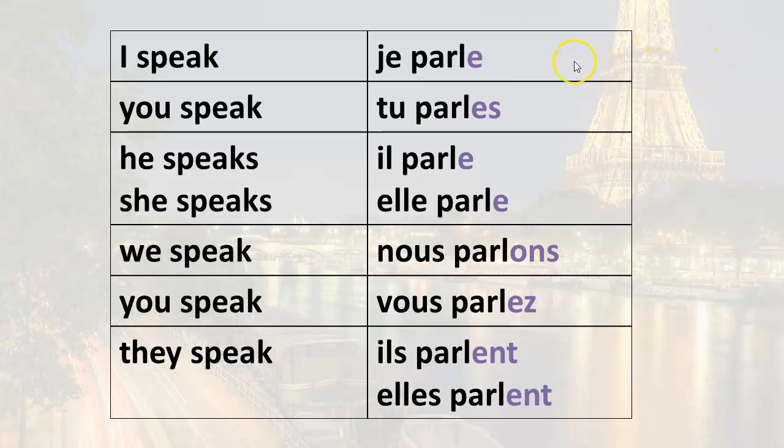I speak, je parle. You speak, tu parles. He speaks, il parle. She speaks, elle parle. We speak, nous parlons. You speak, this is a formal you, vous parlez. The tu is the informal, tu parles. Vous parlez. They speak, ils parlent. Remember, ils refers to a group of males only or a mixed group of males and females. If you're referring to a group of females only, then you would say elles parlent.